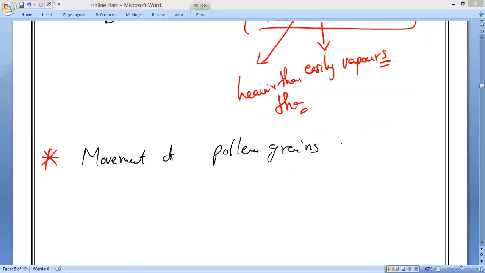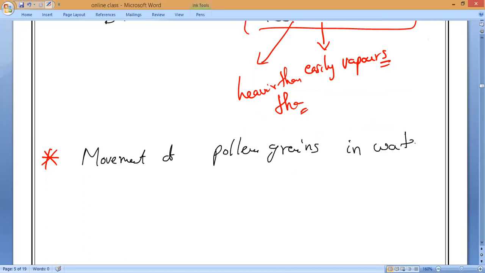Why are we doing this experiment? To prove that the particles inside are always in motion. Do you understand, everyone? That is the reason we are doing this experiment. Please at least try to respond.